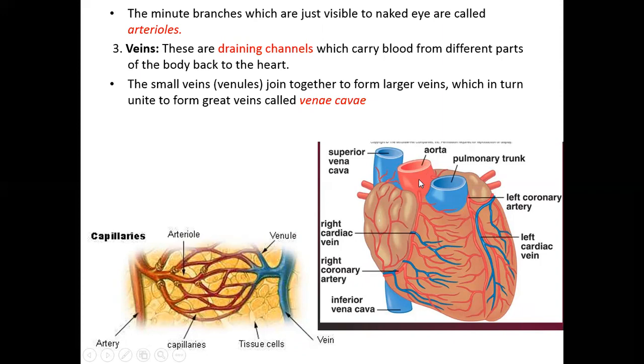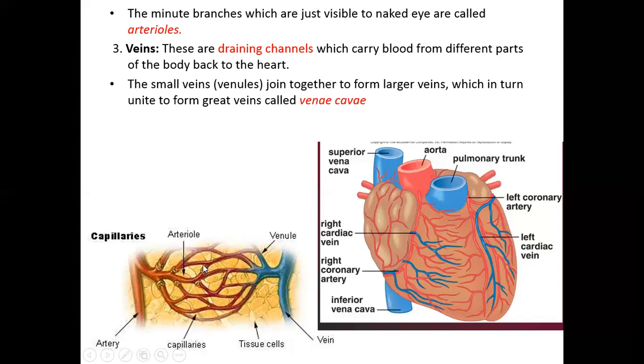Veins are the draining channels which carry blood from different parts of the body to the heart. These are veins: superior vena cava, inferior vena cava. So veins start as a structure called venule. Venule is a continuation of capillary. Now capillaries are formed from the arterioles. Arterioles, which are very small, again divide into smaller and smaller branches, and they form a structure called capillary, which is at the tissue level.